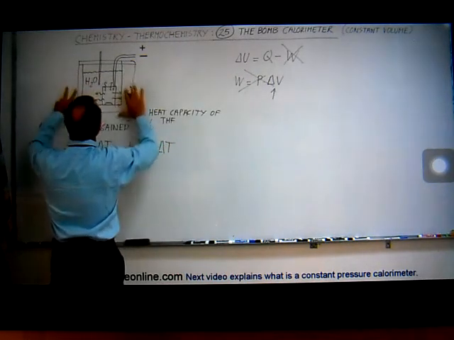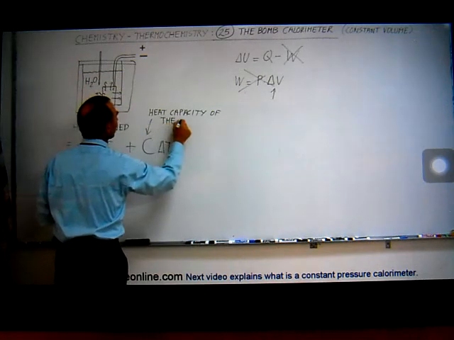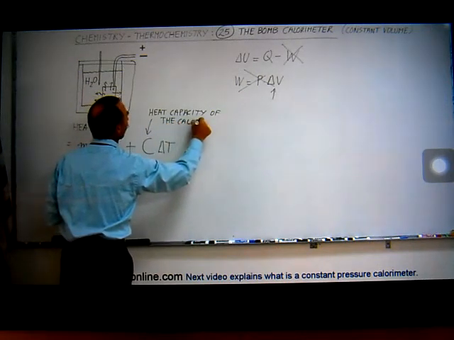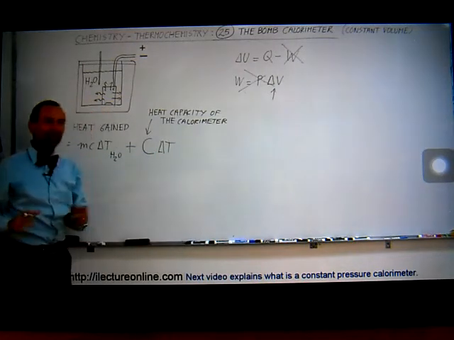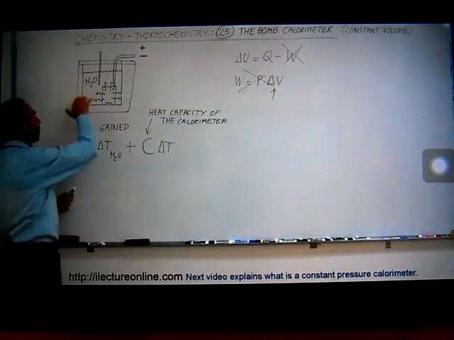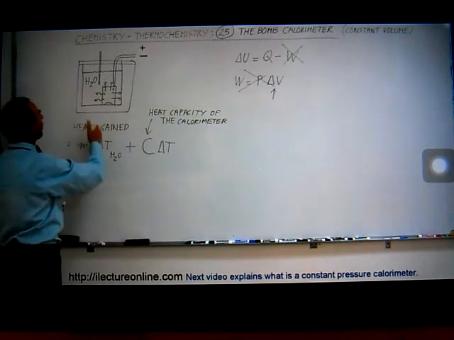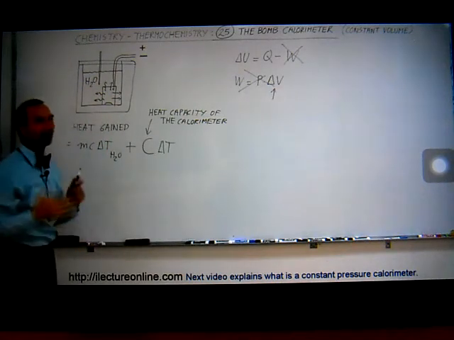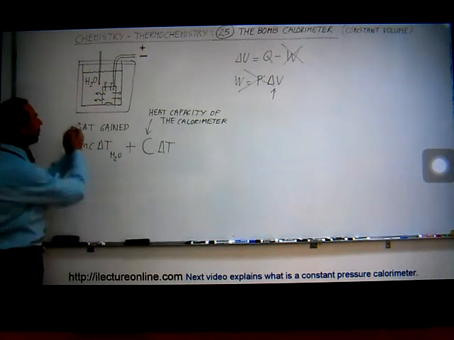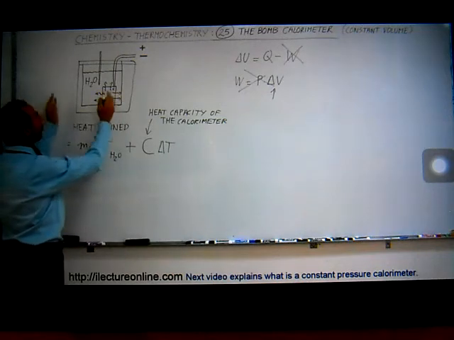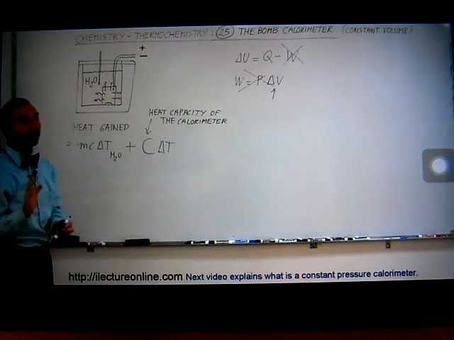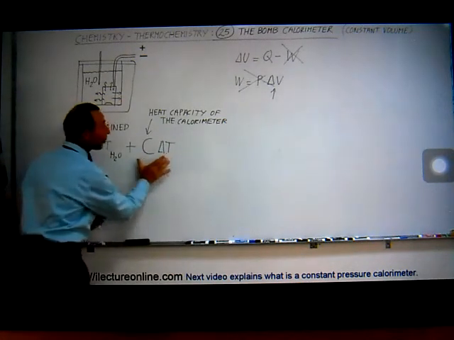And we're talking about the portion of the calorimeter not including the water. Sometimes they just lump it all together. They know how much water is in there, they know the specific heat of water, they know how big the calorimeter is, they know the specific heat of the calorimeter. They just lump it all together and then say the heat capacity of the whole thing times the change in the temperature. If they do that, we only have to worry about this portion right here.